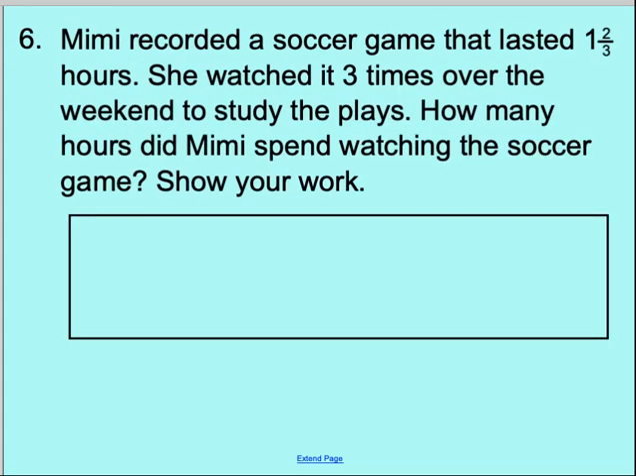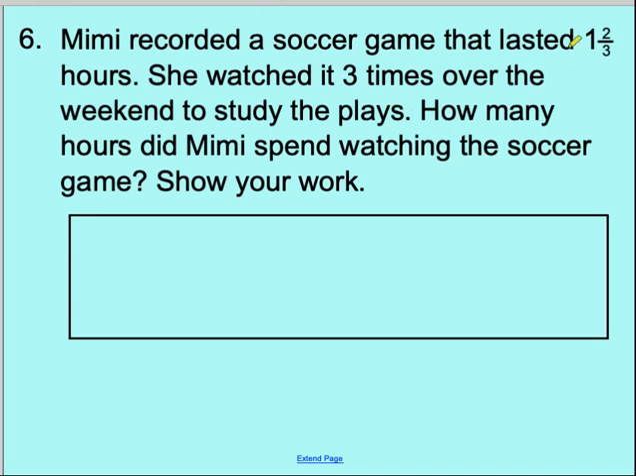Number 6. Mimi recorded a soccer game that lasted 1 2/3 hours. She watched it 3 times over the weekend to study the plays. How many hours did Mimi spend watching the soccer game? Show your work. All right. Mimi is obviously really into soccer, right? She's studying the plays. She's probably going over them with her coach. I bet some of you probably do that too.